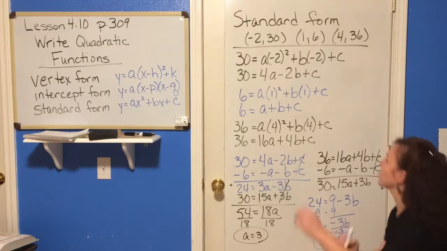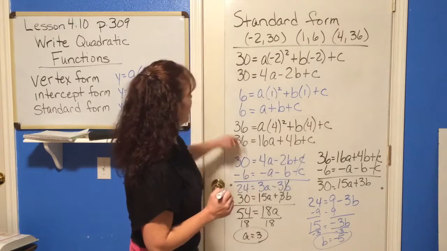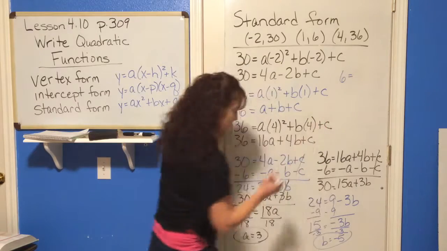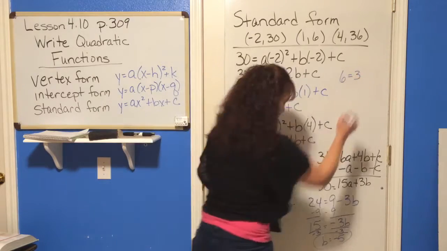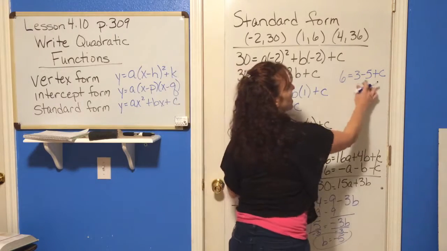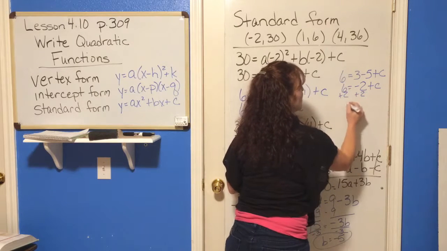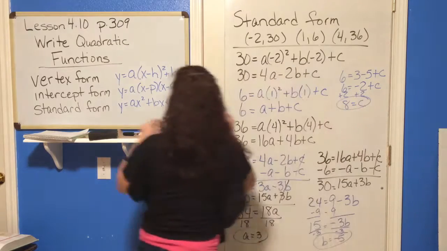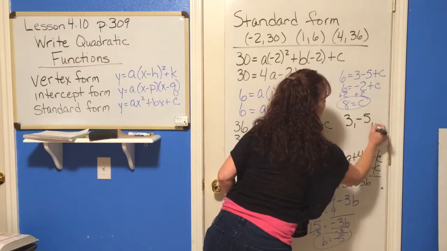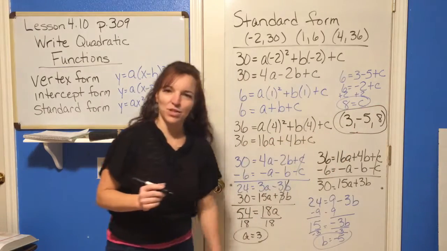And now I've totally run out of room, so I'm going to come up to here and say I've got 3 for a, negative 5 for b. So let's put that in for here. For 6 equals a is 3, b is negative 5, plus c. And so 3 and negative 5 is negative 2. Add 2 to both sides. 8 equals c. So my final answer is 3, negative 5, 8. And that is my final answer.